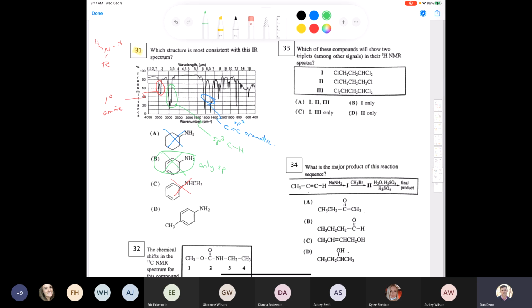It has only sp2. Whereas this compound does have sp3 hybridized carbon-hydrogen stretching, and so the answer would be para-methyl aniline. Okay, let's move on to the next question.